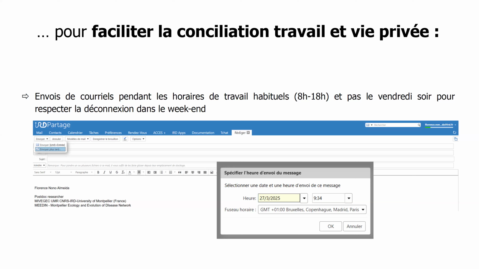So when you write your email, you can click on the arrow beside sending, and then you click on sending later, and then ta-da, you can choose the date, the time, even the time zone, if you're in a different time zone. And you can be sure that your email will be sent and received at a proper hour for the one that will receive it.